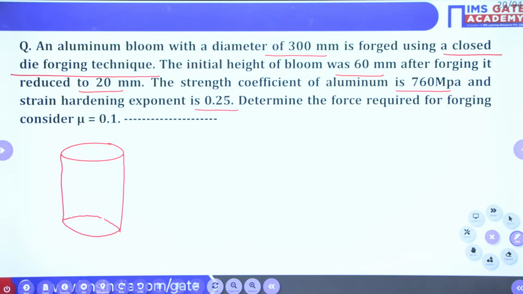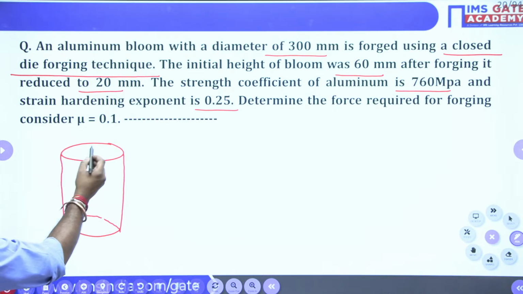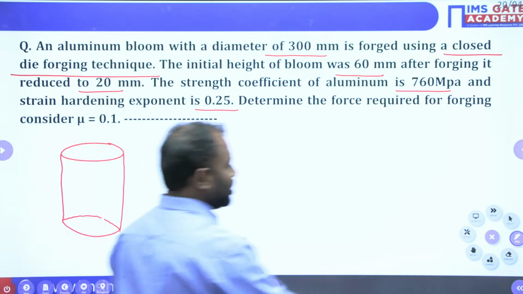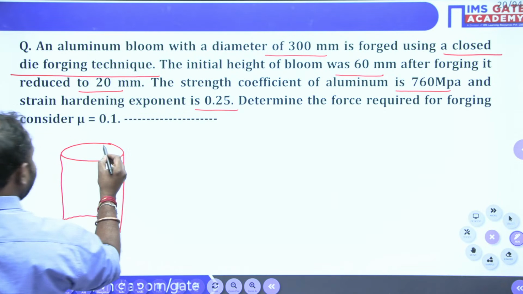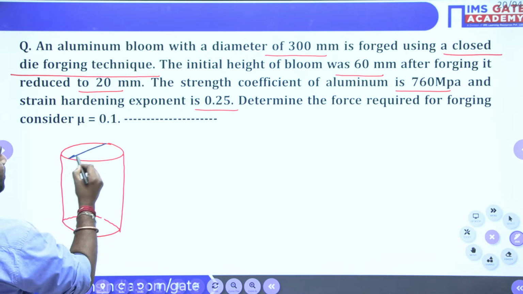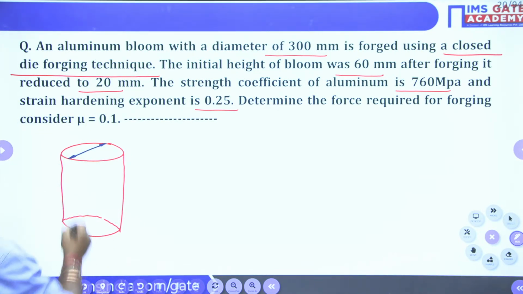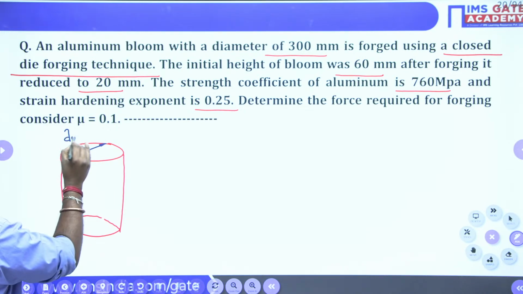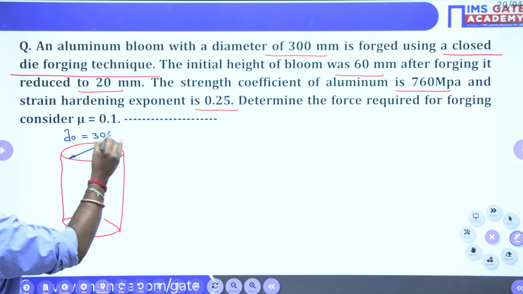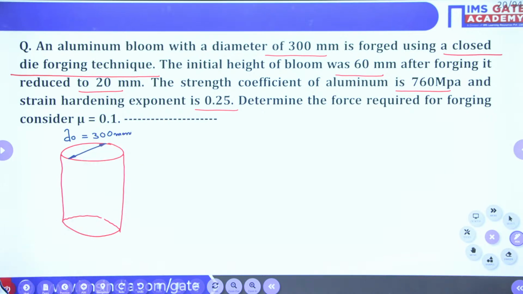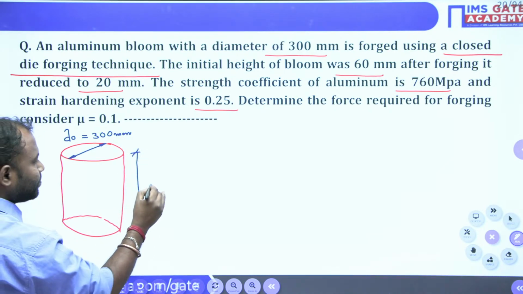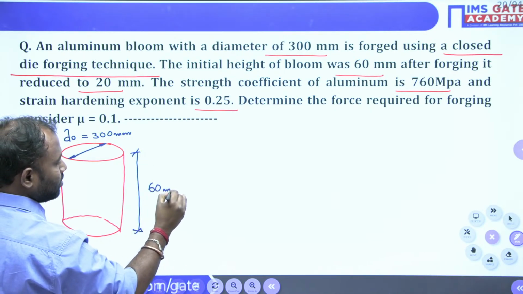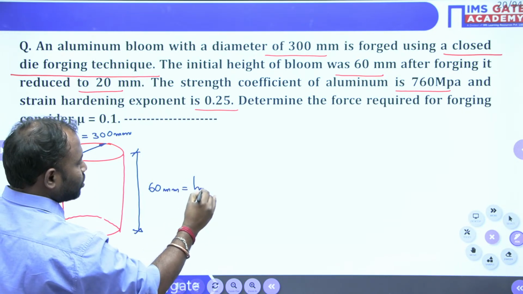Right. Now it is the initial height. So what is the initial diameter? Now the initial diameter is 300 mm. So D naught, I am taking the initial diameter, 300 mm. Okay. Now, the initial height is 60 mm. That is equal to H naught, the initial height.